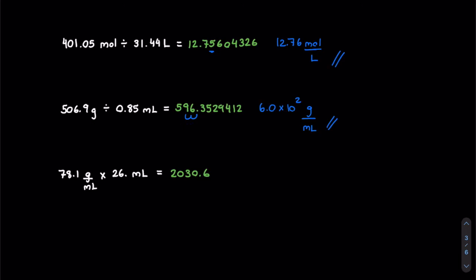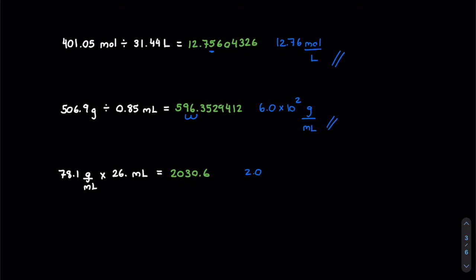So let's move on to this last example, which is 78.1 grams per milliliter times 26 milliliters. In this case, the units do cancel, but let's get to that after. Right away, we can see that this one has 2 sig figs and this one has 3. So our answer should only have 2 because that's the least. And the calculator gives us 2030.6. So we're going to have to use scientific notation yet again, and that would be 2.0 because this 3 does not round up, it rounds down.